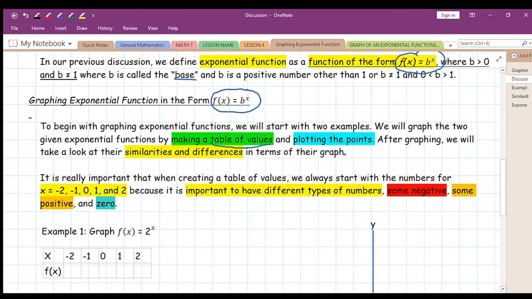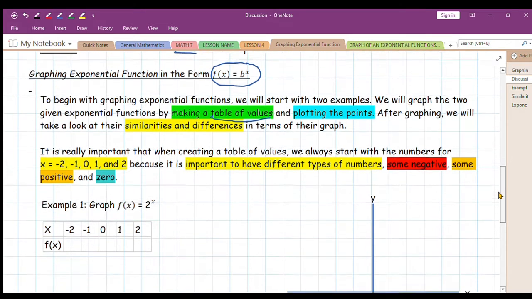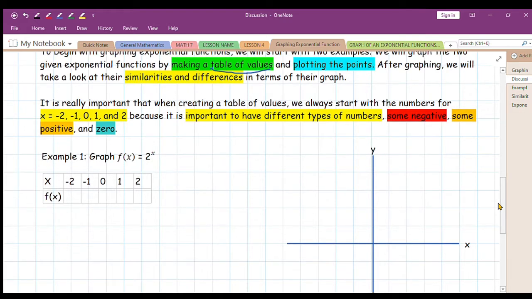Now, it is really important that when creating a table of values, we always start with the numbers for x equal to -2, -1, 0, 1, and 2. We must have different types of numbers, some negative, some positive, and 0. You can also try other integers composed of negative, positive, and 0.